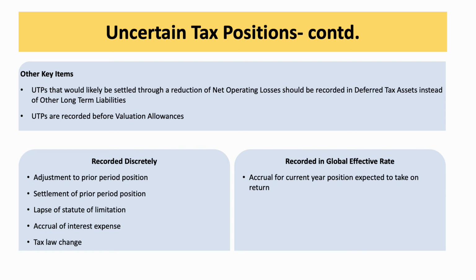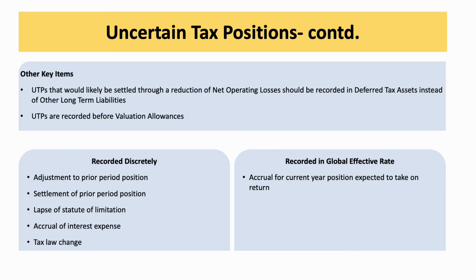So lastly, some key items for UTPs. When you recognize a UTP, you have to create a long-term liability in your balance sheet. But before you do that, you need to make sure that there are no loss carry forwards which you can use to pay off the tax liability. So in that case, you would reduce your deferred tax asset, which would already be there on your balance sheet, by the amount of UTP, rather than booking a long-term liability. And as we discussed before, UTPs are always recognized before you adjust your DTAs with valuation allowance.